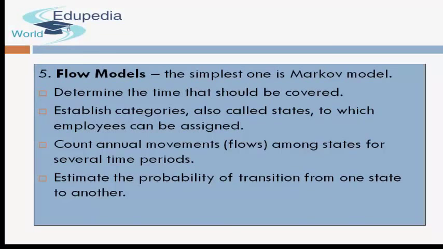Now every state is then analyzed for the annual movement, that means how many employees joined that particular state and how many employees left in a specific period of time. Keeping this information in mind, it is anticipated how many employees would be required in the future for that particular category or state. It is also looked into what is the probability of transition of employees from one state to the other. So for example, if there is a managerial category and there is an executive category, what is the probability that employees can be shifted or promoted from the executive category to the managerial category, and so on.